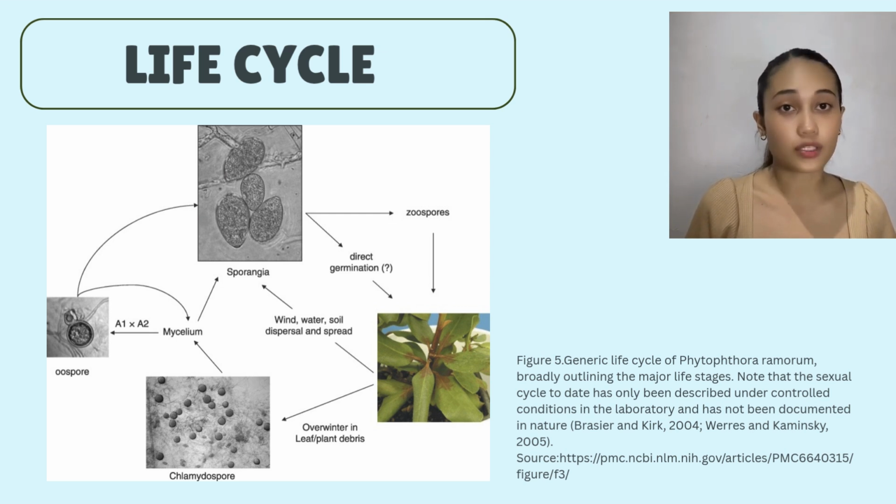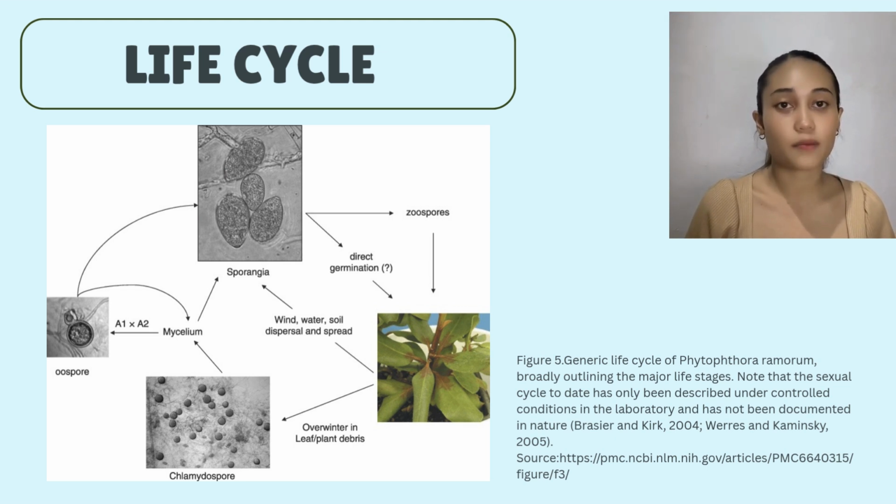Once infection occurs, the pathogen produces chlamydospores, which serve as resting spores that allow it to survive adverse conditions such as dry or cold weather. These chlamydospores can overwinter in infected leaves, soil, or plant debris, ensuring the pathogen's persistence in the environment. Dispersal occurs through wind, water, and soil movement, as well as contaminated tools, footwear, or nursery materials. Under favorable conditions, sporangia are produced again, restarting the infection cycle.